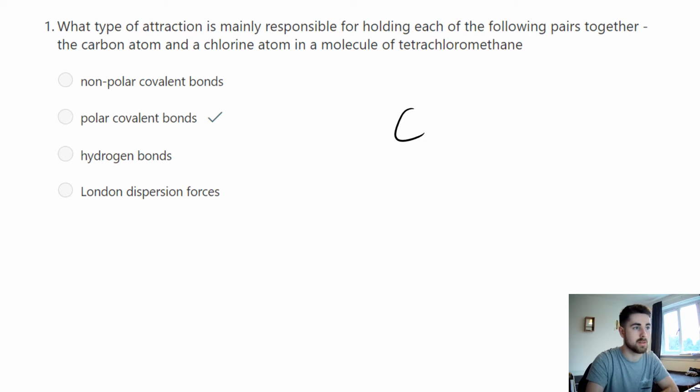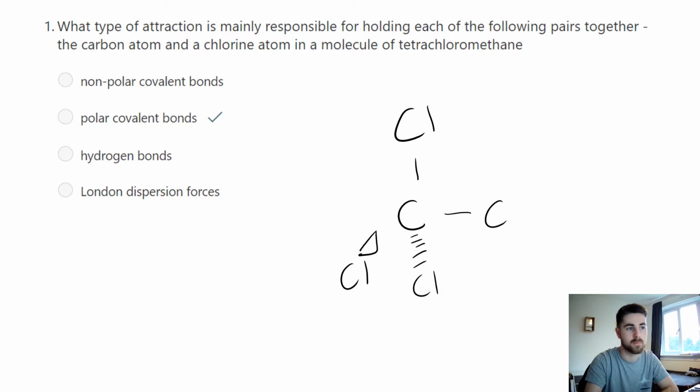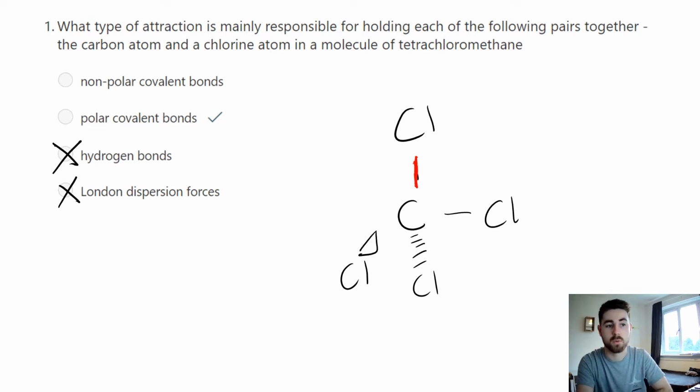So if I draw a diagram of tetrachloromethane, what we're asked is what type of attraction is responsible for holding the carbon to the chlorine atom, basically. So this bond here, for example, but there are 4 of those bonds, so you could choose any of them. Well, it's not going to be intermolecular, so we can get rid of hydrogen bonds and London dispersion forces. What we're left with is polar or non-polar.